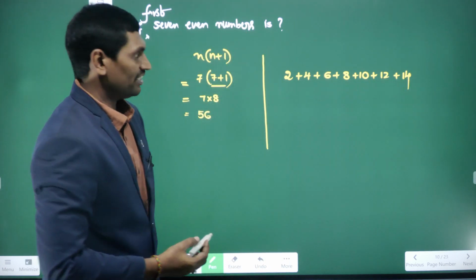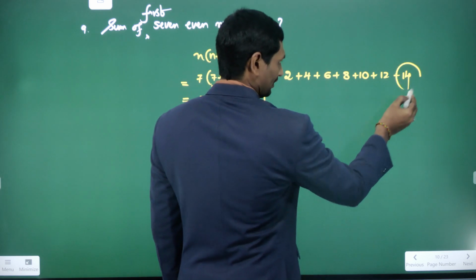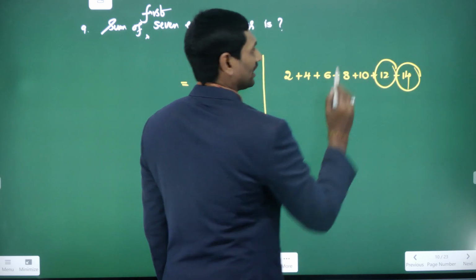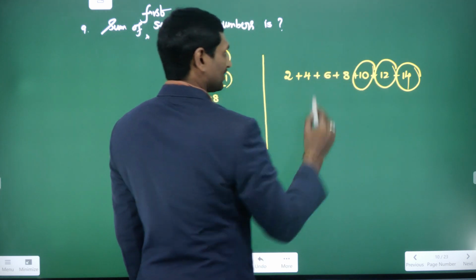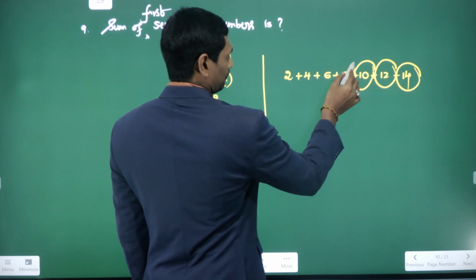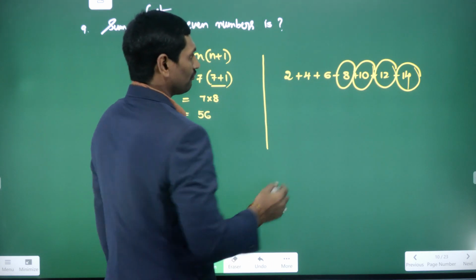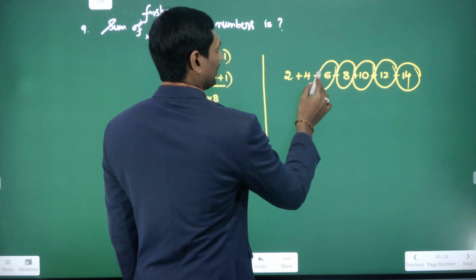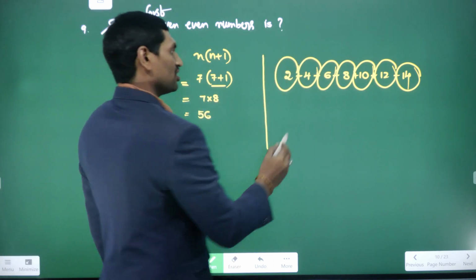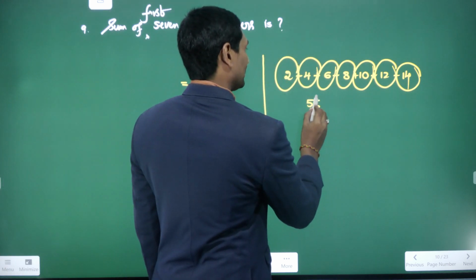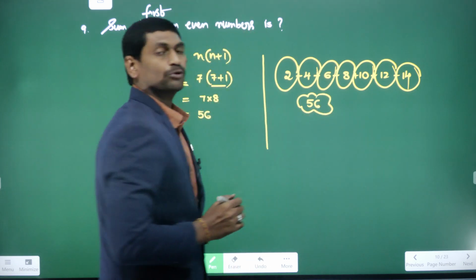Let us try to add it. 14 plus 12 is nothing but 26. 26 plus 10, 36. 36 plus 8, 44. 44 plus 6, 50. 50 plus 4, 54. 54 plus 2, 56. So while you are adding like this, it is a time-taking process.